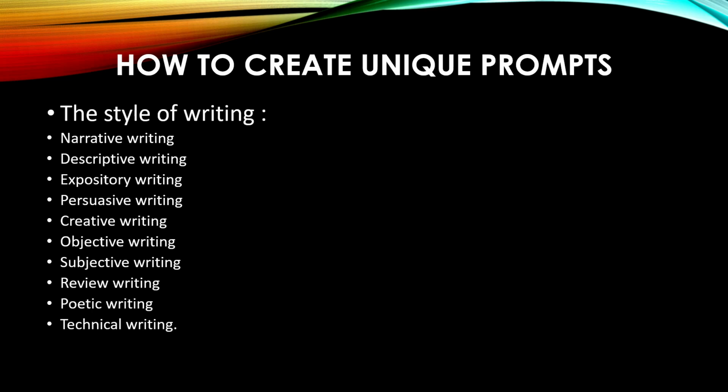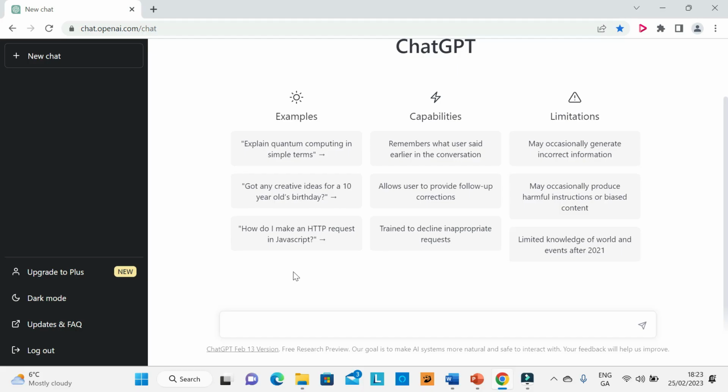The style of writing is about the different types of writing styles such as narrative writing, descriptive writing, expository writing, persuasive writing, creative writing, objective writing, subjective writing, review writing, poetic writing, and technical writing. Not only this, but it can also be written in the style of a certain author. This is really the key to creating unique prompts. Here are 3 examples that I am going to show you so you can see how it is done.